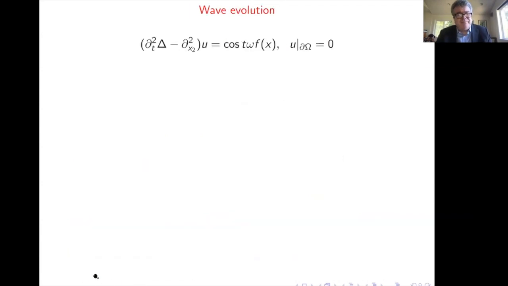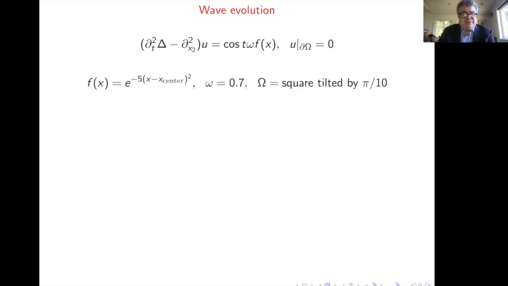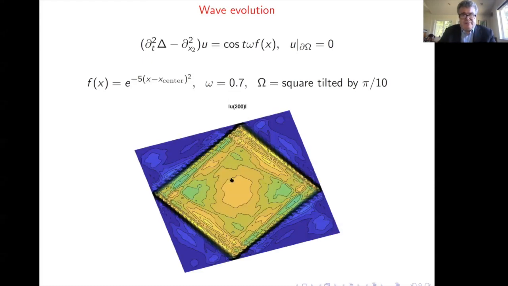I am not a specialist. But here is the simple wave evolution equation, and let's say with 0 initial data. And here is an example of a square of size pi. Sides are of length pi, which is tilted by an angle, and you force it by a frequency. Here it's 0.7, and here it is.